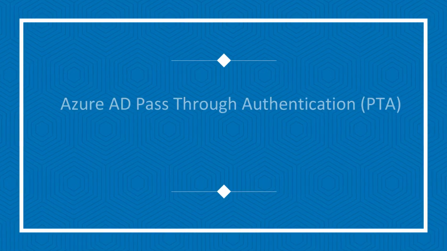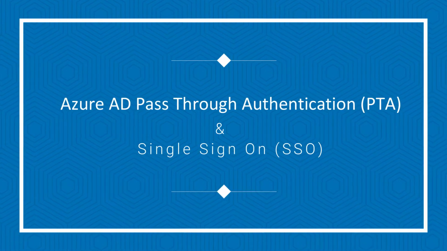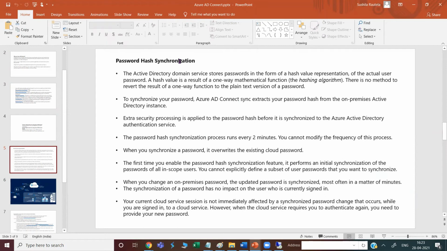We had discussed password hash synchronization. So in case of password hash synchronization, what was happening? The password was getting fetched from on-premises Active Directory to Azure Active Directory in the form of hash. So basically, your password was getting stored on the cloud.